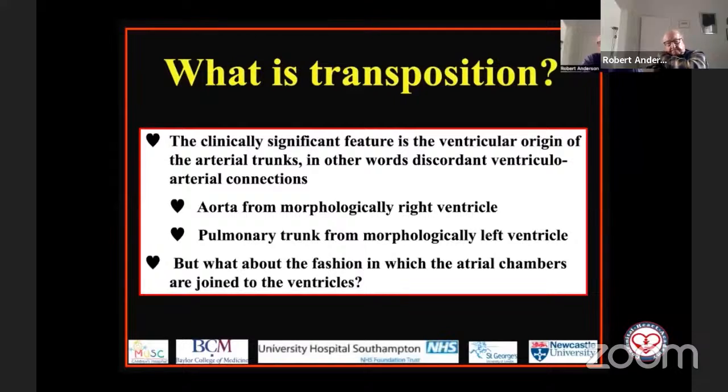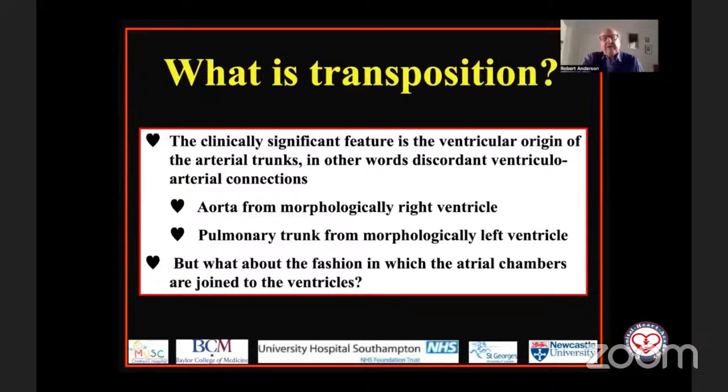So let's look at the influence of the atrioventricular connections. And Diane's going to start by showing you an example in which the atrioventricular connections are concordant, yet still there are potential problems. And she's then going to contrast that with other examples where there are discordant atrioventricular connections, but not what we would call regular transposition.